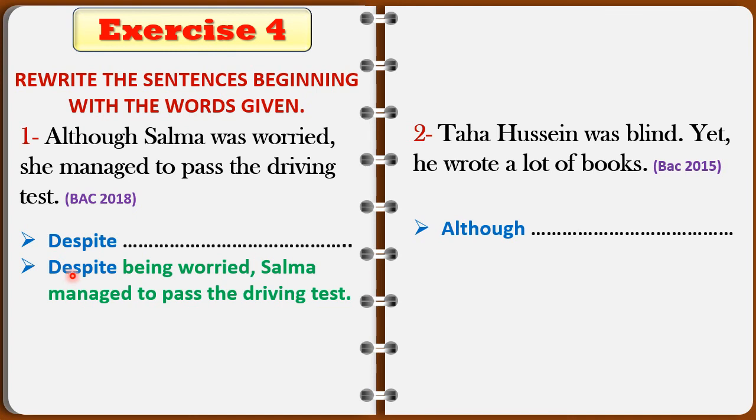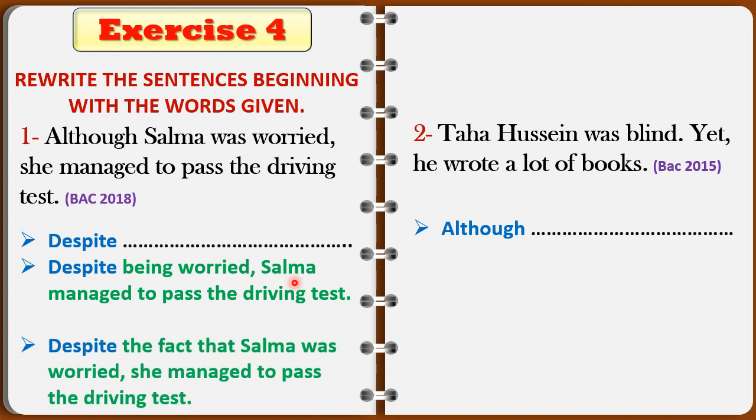We say despite is followed by noun phrase. We have here gerund. Or if you don't know how to make the noun phrase, you just use the fact that. Despite the fact that. The fact that تحل المشكل. حينما تضيف the fact that يمكنك كتابة الجملة كما هي subject plus verb.